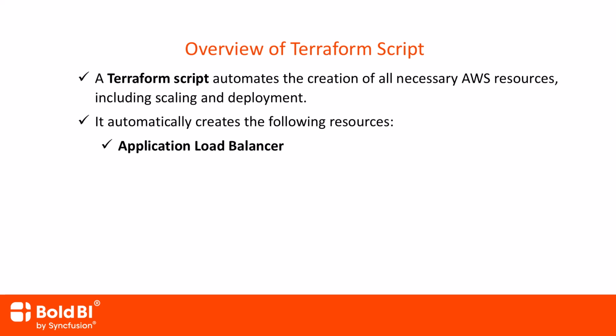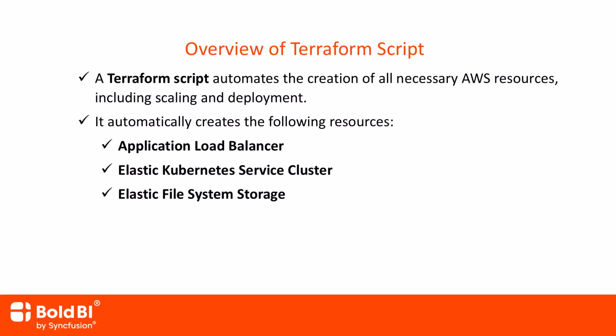Application Load Balancer distributes incoming traffic across EKS pods to ensure high availability. EKS Cluster hosts and manages applications using Kubernetes on AWS. Elastic File System (EFS) Storage provides scalable shared file storage for use with EKS pods. Amazon Relational Database Service PostgreSQL Server offers a managed, scalable PostgreSQL database for persistent data storage.